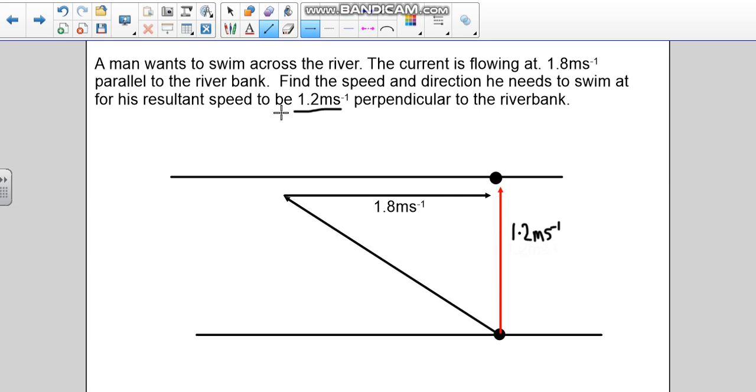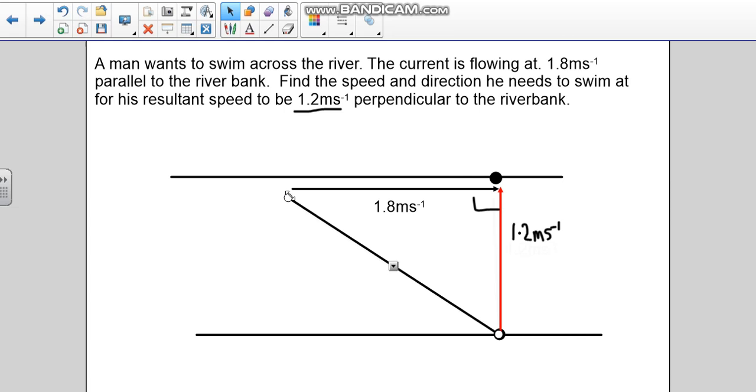So what are we looking for? We're looking for the speed and direction he needs to swim at for his resultant speed to be 1.2 perpendicular to the riverbank. Perpendicular means that we have a right angle here. I'm just going to move that up a little bit. You can see we've got a right angle triangle here. We know that's 1.2, we know that's 1.8.